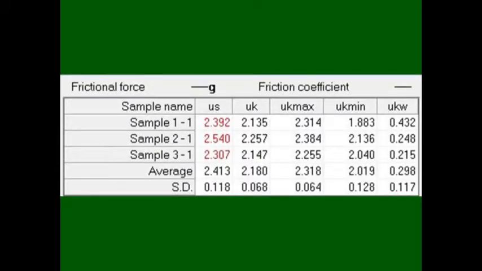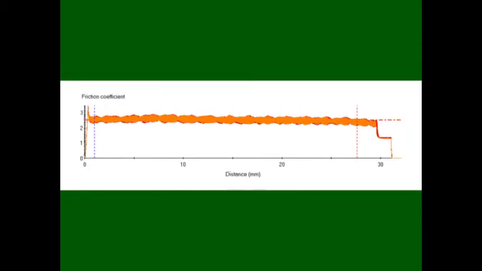From the data table, we can see that for this pass, the static friction coefficient is given as 2.413, the kinetic friction is given as 2.180, and the minimum and maximum kinetic friction values are given as 2.318 and 2.019 respectively. This is a graph of our results. The static friction is measured at the highest value before the blue vertical line. Kinetic friction is the average of the values between the vertical lines.